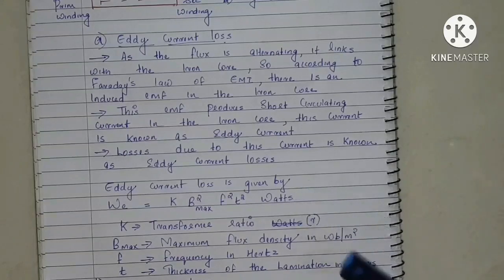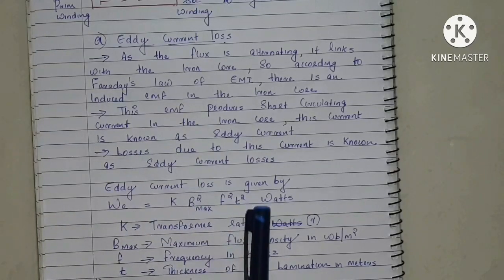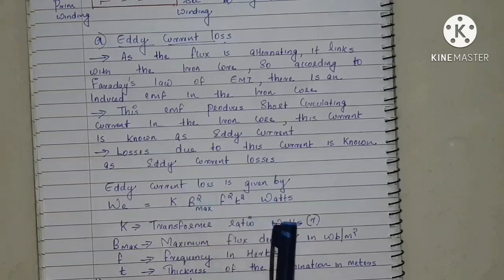Eddy current loss can be expressed as WE equal to K B square max F square T square, and it is represented in watts. K is nothing but the transformer ratio, which can also be represented by small letter r. B max is the maximum flux density in Weber per meter square, F is the frequency in hertz, and T is the thickness of the lamination, expressed in meters.